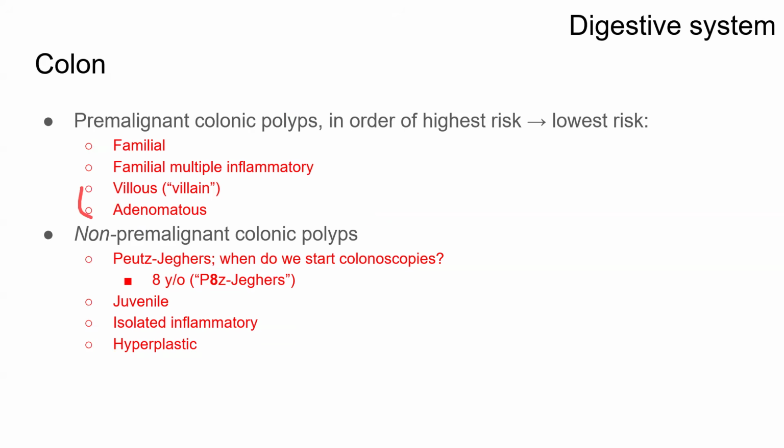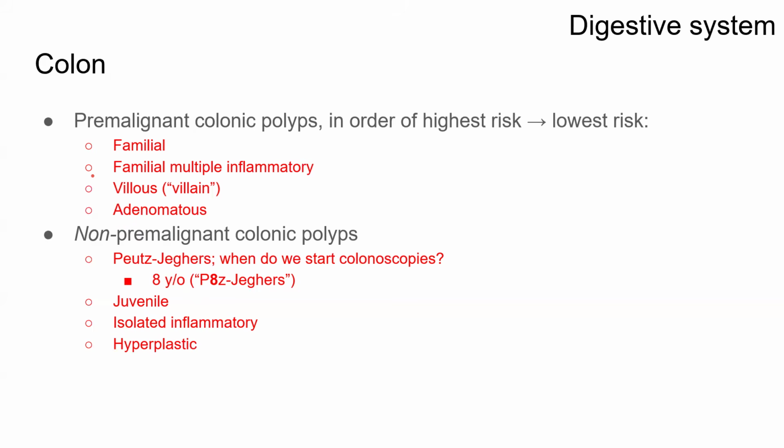The villus and the adenomatous polyps come up pretty frequently. The villus one is higher risk than adenomatous polyps. So if you see villus polyps on a colonoscopy, you might want a sooner follow-up colonoscopy versus an adenomatous polyp. The way you remember is that villus sounds like villain, so it's more premalignant or higher risk. I don't remember coming across questions that ask how many years from now the next colonoscopy is. I think that's more specific than you need to know.